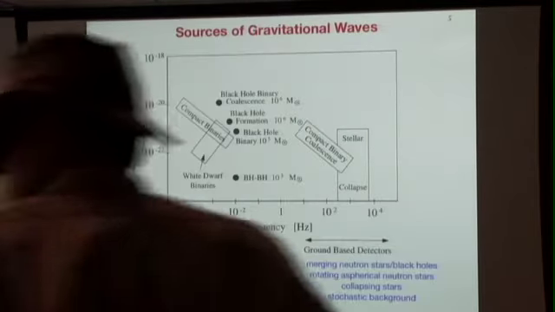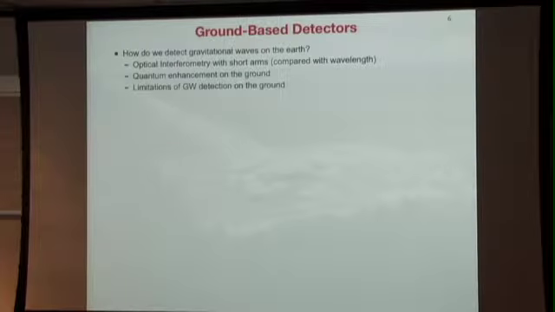So let me then start talking about ground-based detectors. So I will basically talk about optical interferometry, the fundamentals of that. And then I will talk about how quantum mechanics, essentially because our sensitivity could be mostly limited by quantum noise, and then techniques of quantum optics can help us improve our sensitivity. And then I'll talk about limitations of gravitational detection on the ground.